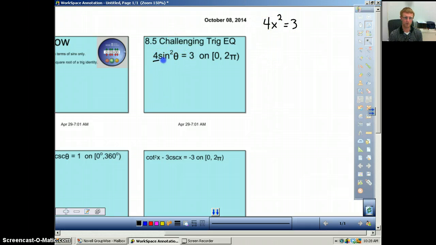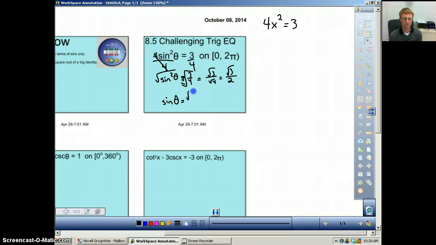The same operations are still going to happen. So in this case, the first thing we do is we divide both sides by 4. So that cancels out the 4. Over here, we would do the exact same thing. Then we're left with sine squared of theta equals 3 over 4. We want to get sine of theta by itself, so we take the square root of both sides, which means we have plus or minus the square root of both sides. And that's going to leave us with the sine of theta is equal to the square root of 3 over the square root of 4, so that's equal to the square root of 3 over 2.